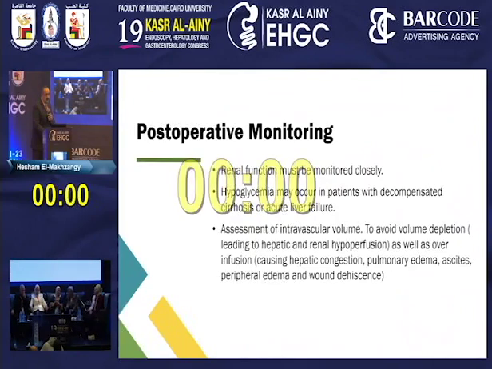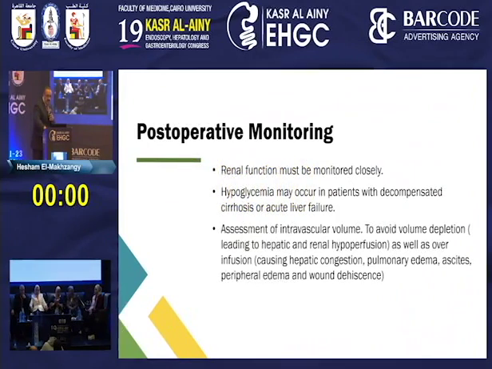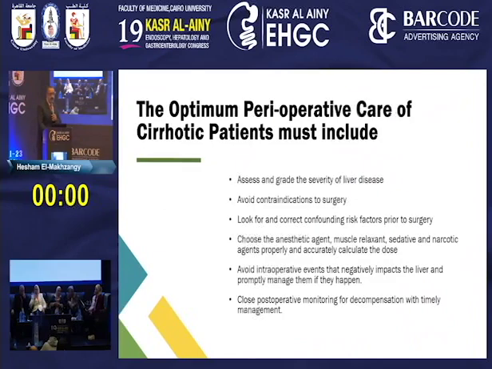Okay? Hypoglycemia is frequent, especially with acute liver failure, and assessment of intravascular volume is really important. We shouldn't neglect the patient and allow him to go into either hypoperfusion or hyperperfusion. Hypoperfusion worsens the liver function, of course. Hyperperfusion is again a problem. Giving too much fluid is a problem because it causes acute hepatic congestion, pulmonary edema, tense ascites, and wound dehiscence.